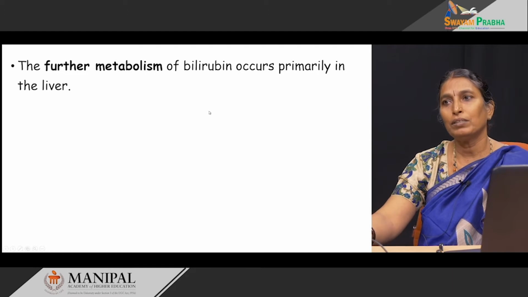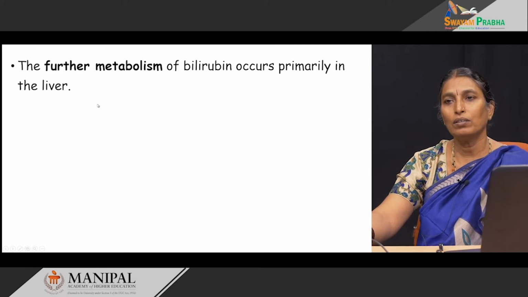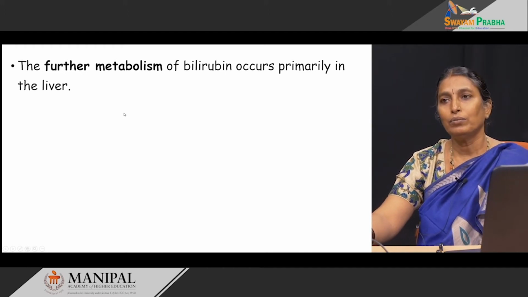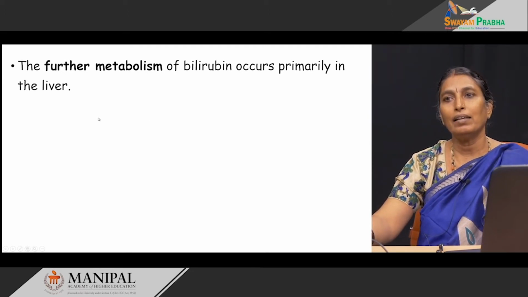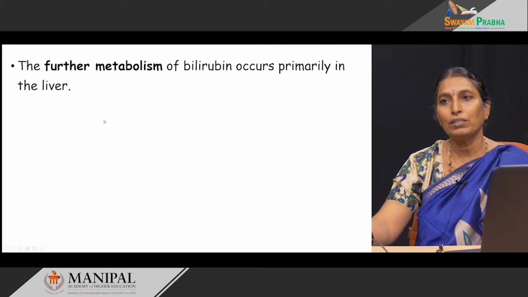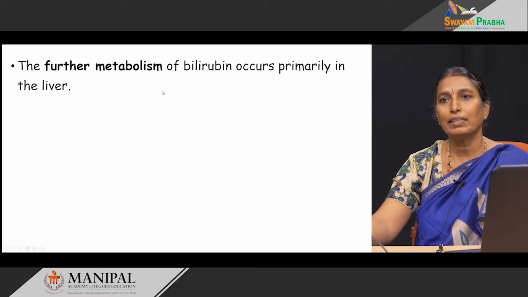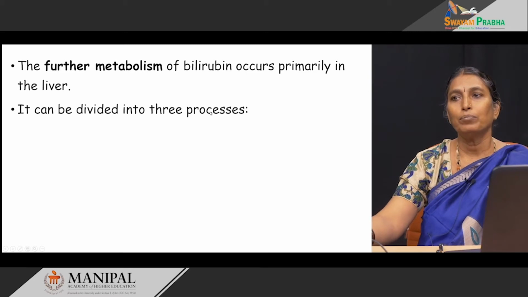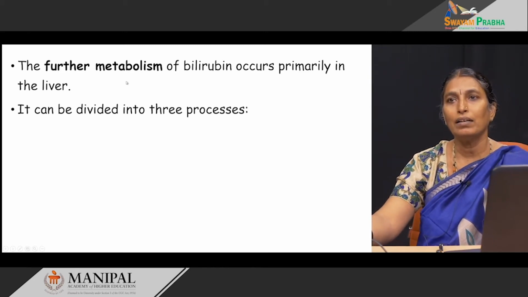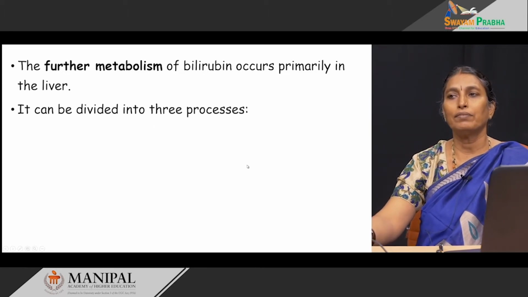The further metabolism of bilirubin occurs primarily in the liver. As I said, the liver is an organ present in our body that does all the detoxification reactions and processes, and it can secrete or excrete the detoxified compounds through the bile as well as through the systemic circulation. So, this bilirubin is excreted from the bile. It can be divided into 3 processes. There are 3 processes for the conversion of the bilirubin to a more water soluble form, to be excreted from the body.